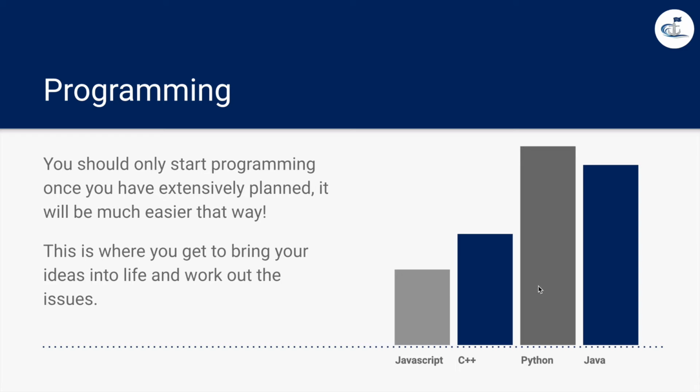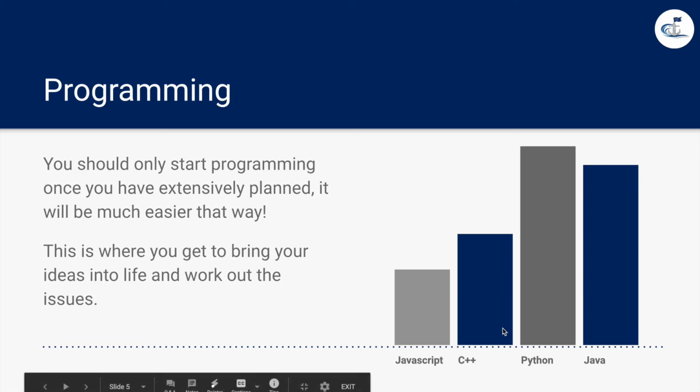Now, the programming languages you'll see most commonly in the mobile app development sector are Python, Java, C++, and JavaScript. Now, JavaScript is very big in both mobile game development and mobile web apps as well.